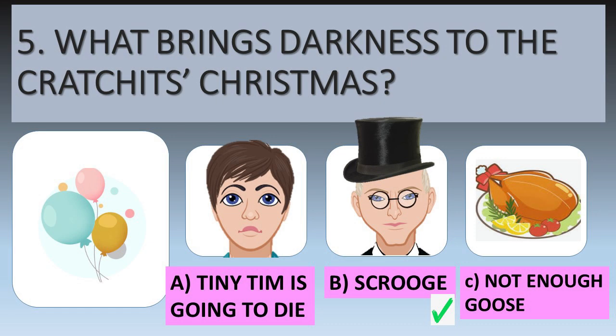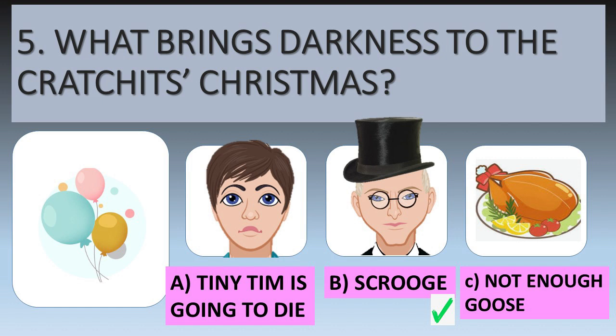Question number 5. What brings darkness to the Cratchits' Christmas? Well, Tiny Tim is going to die, and it makes Bob's voice tremulous when he speaks about him. There is not really enough goose, but the family pretend there is. They eat every single morsel of it, and no one makes a comment on the small size of the bird that they have to share.